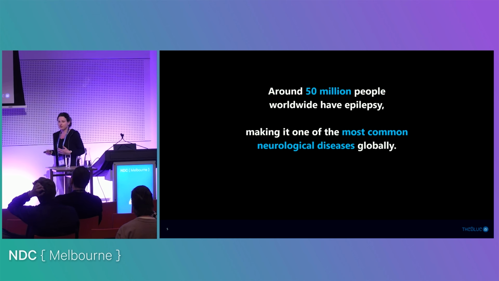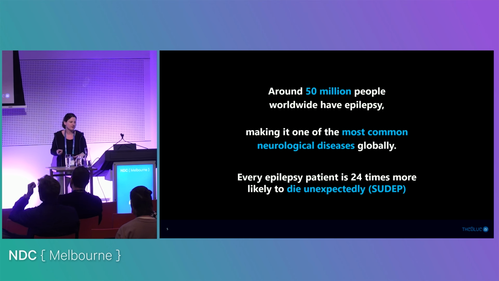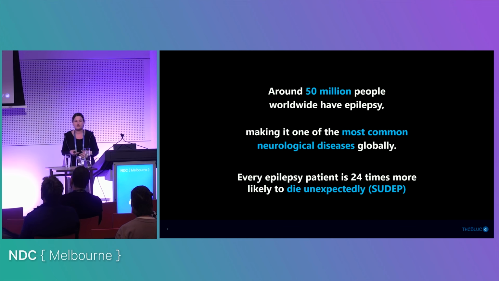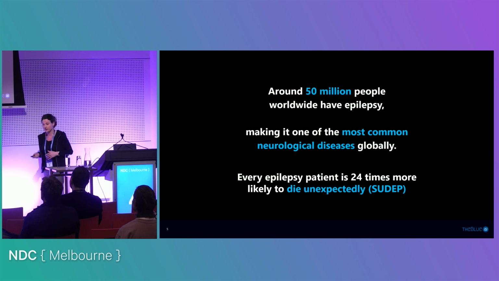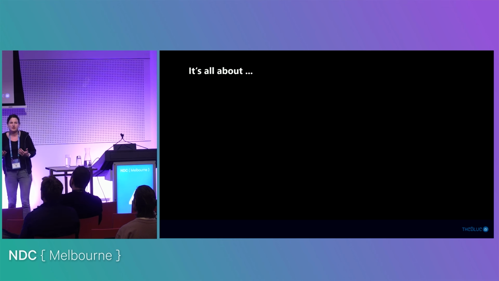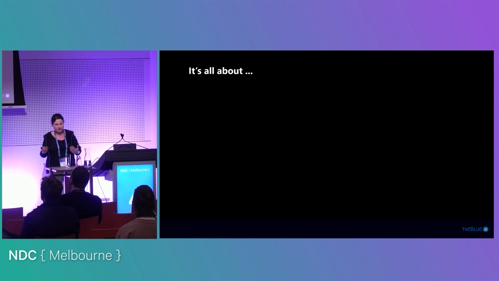And if having an epileptic seizure is not enough in itself, every epileptic patient is 24 times more likely to die unexpectedly because of a phenomenon called sudden unexpected death in epilepsy patients, in short, SUDEP. So I think you can agree with me that this is quite a serious problem, and detecting it is really crucial to make the lives of these people easier and better.